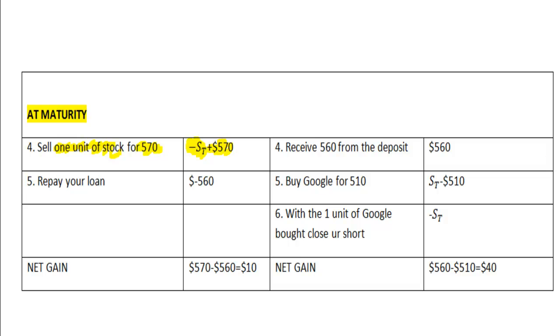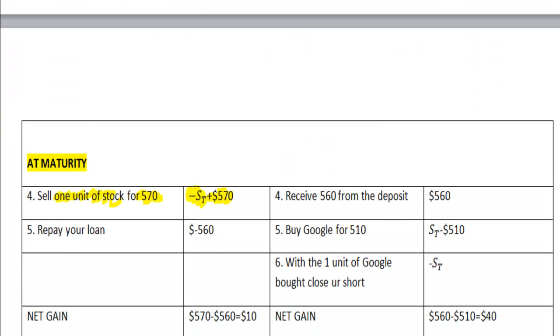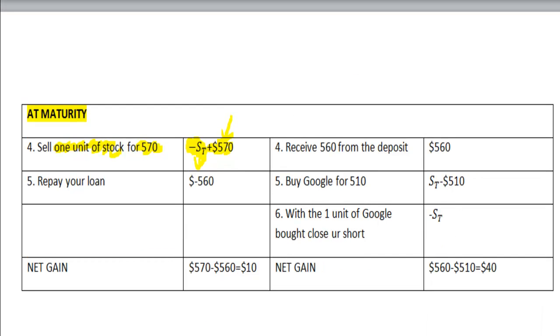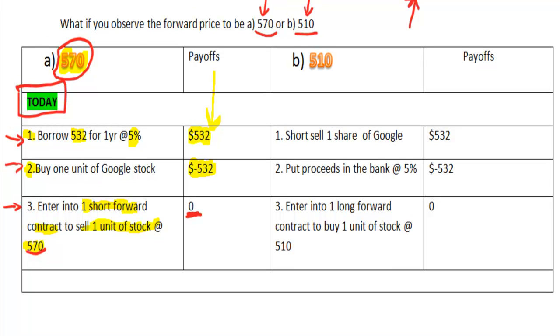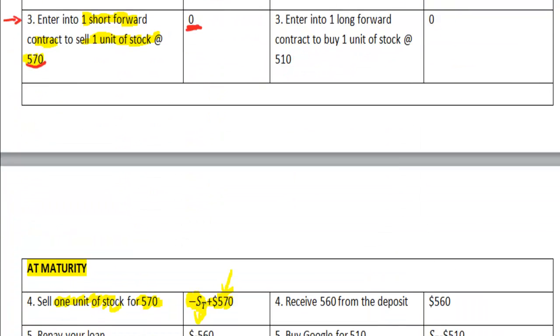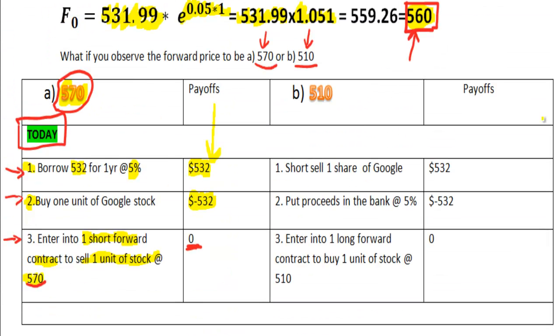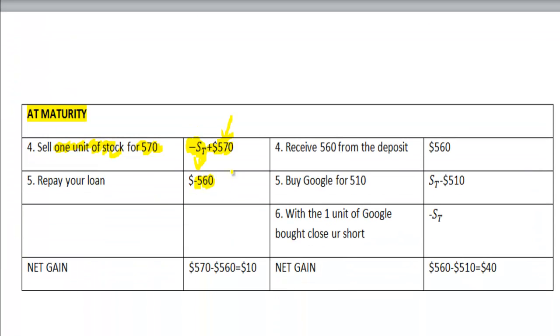As per the terms of our forward contract, which we entered into as a short forward contract to sell 1 unit of stock, we will deliver the asset. We'll get rid of our asset, and we will get 570 for it. So what else do we have to do? Let's see what we've done in the past, because it has clear implications for what we have to do in the future. We borrowed $532 for 1 year at 5% interest. At maturity, we obviously have to repay this loan, and it so happens that at a continuously compounded rate of 5%, if you borrow $532 for 1 year, you will owe the bank $560. So it shows a cash outflow of 560.